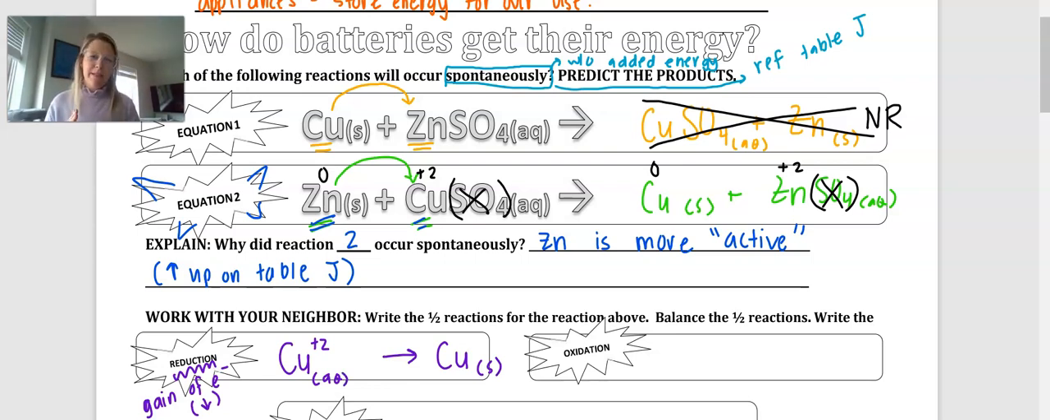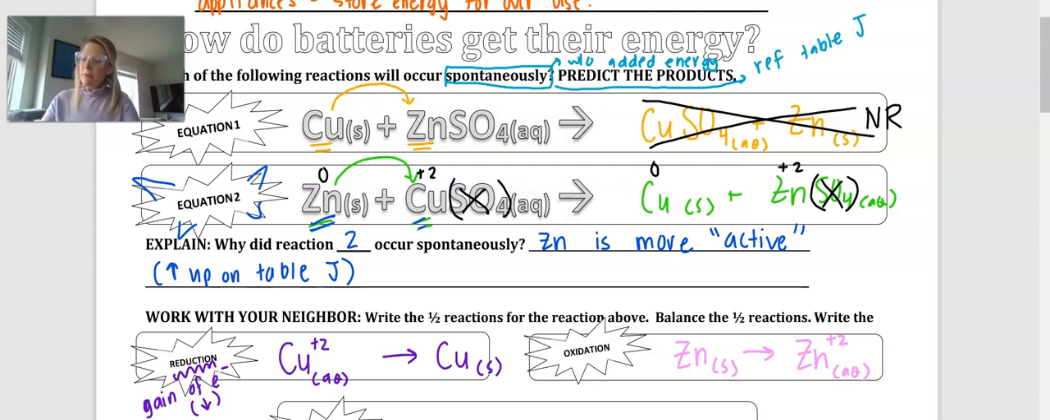Now, I haven't made a big deal about this just yet up until this point, but we actually do want to keep those phases around. So we do want to see aqueous versus solid in our half reactions at this point. And it's going to help us explain our battery a little bit better. Our oxidation half reaction is going to be the Zn solid becomes Zn +2 aqueous.